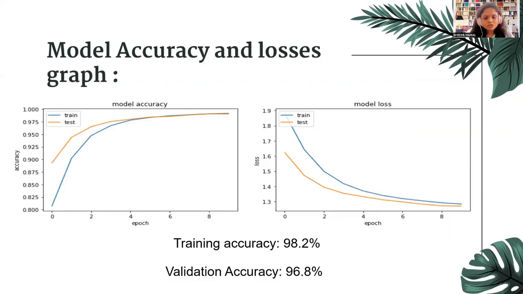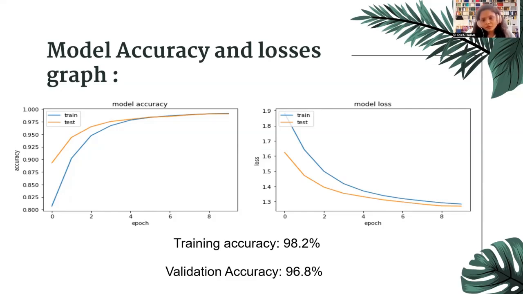So based on the data set, all the model descriptions and the model training, the training accuracy which we found out is 98.2%, which is a good accuracy as we feel. And the validation accuracy is 96.8%. So we have just tried to plot it as per the diagrams, as you can see over here, in which the training accuracy can be seen in the blue line and the testing accuracy is the orange line.